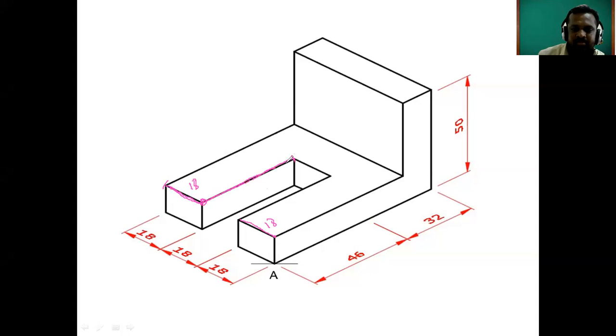What is the length of this line? 46. Okay, it is 46. Again, it is also 46. Then we have to join this line. Again, see here, from this point we have to draw one inclined line without dimension, and then from this point we have to draw one vertical line. See, in this way we can easily draw.